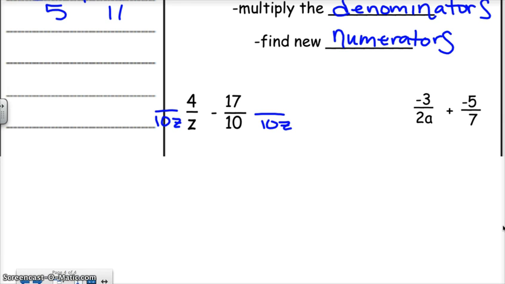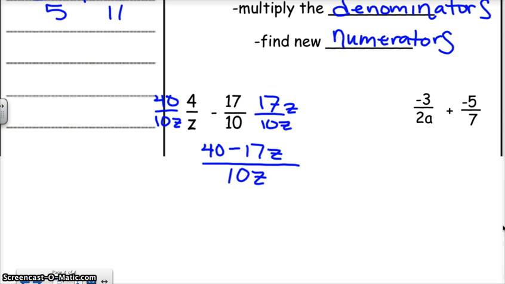What did I multiply 10 by to get to 10z? z. 17 times z is 17z. Okay. What did I multiply z by to get to 10z? 10. 4 times 10 is 40. Can I combine 40 and 17z? They are not like terms, so it would be 40 take away 17z, all over 10z. Whew, that's some algebra.